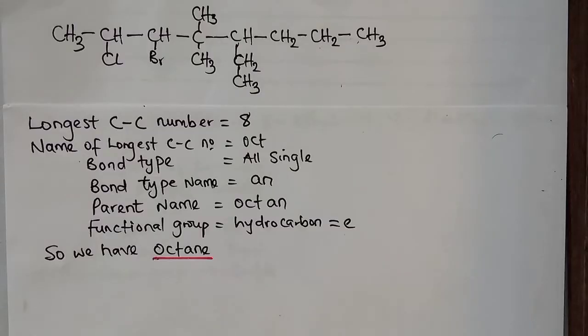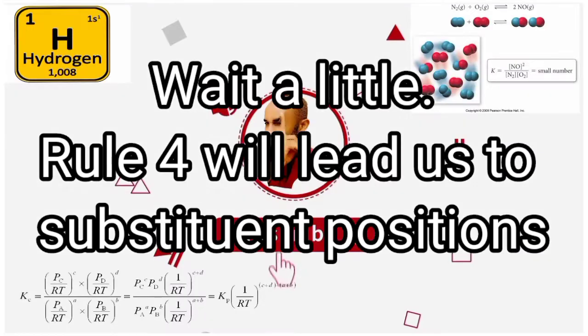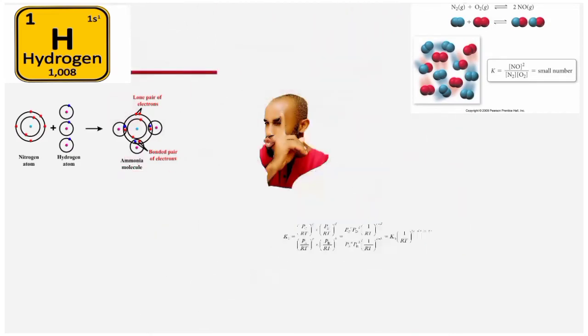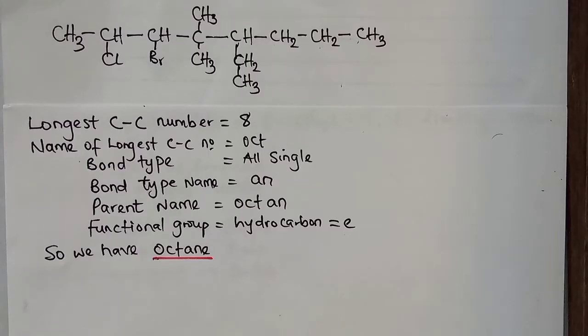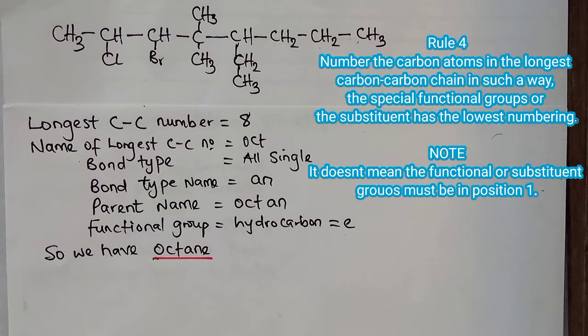The next thing is to look for the substituents. Since we have gotten the parent name and we have gotten the functional group, let's go for the substituents. The fourth rule I have here is to number the carbon atoms, which we have agreed to be the parent chain, in such a way that it gives any present substituent the lowest possible number.